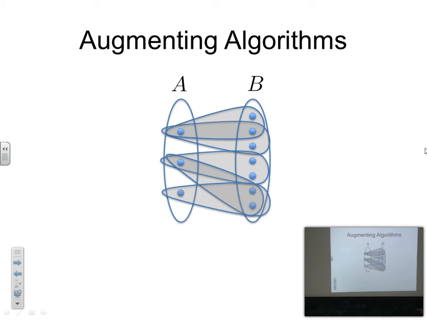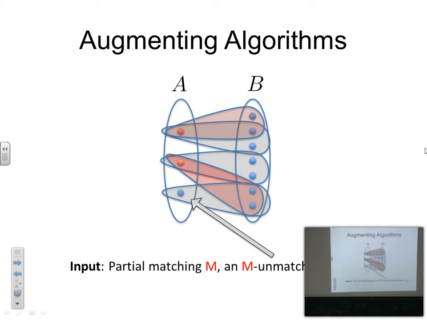So the algorithm is an augmenting algorithm. Let's recall what an augmenting algorithm is. We start with a partial matching in our hypergraph. A partial matching is just a matching, but we use partial to emphasize that it is not perfect. We also take an unmatched vertex A0, some vertex in A that is not contained in one of the edges of the partial matching. This is the input to the algorithm, and the output will be a larger partial matching.